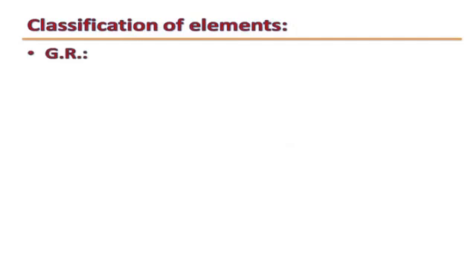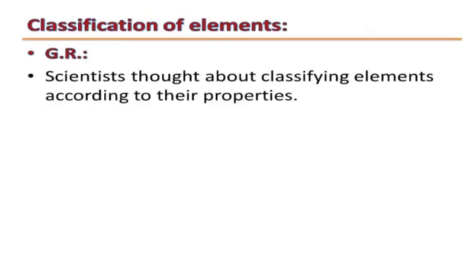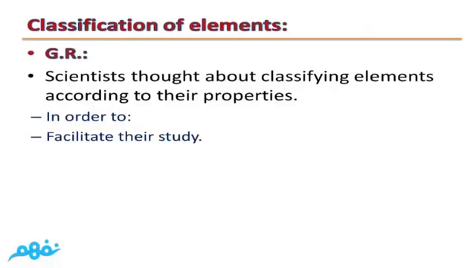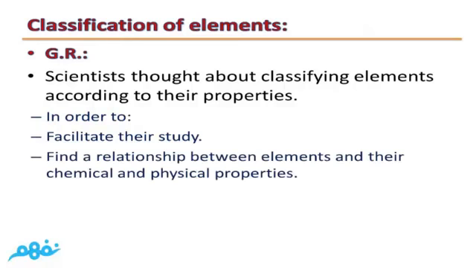Classification of elements. Give reasons for. Scientists thought about classifying elements according to their properties, in order to, number 1, facilitate their study. Number 2, to find a relationship between elements and their chemical and physical properties.